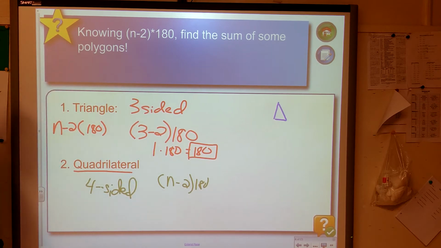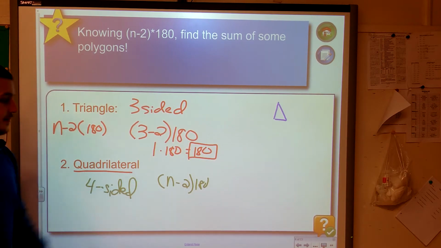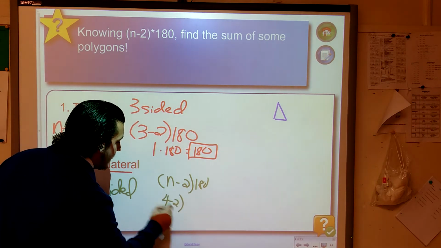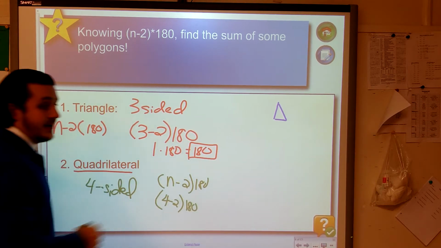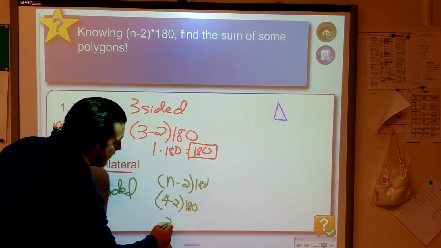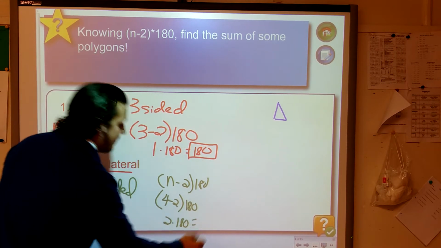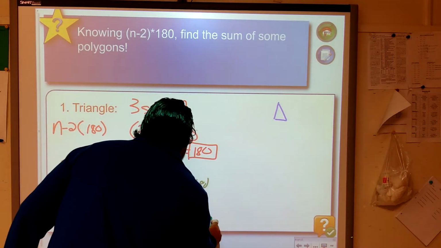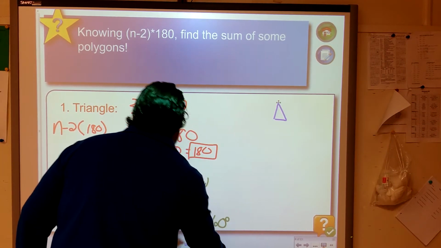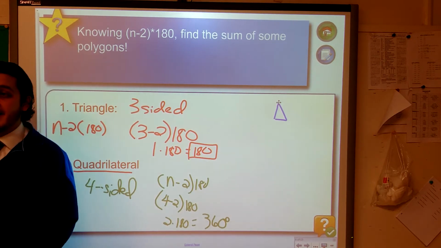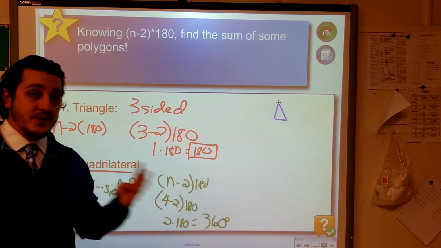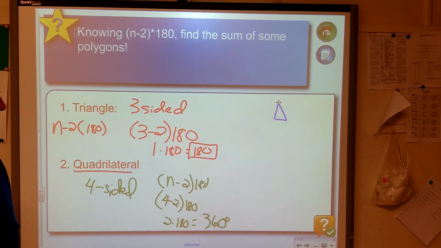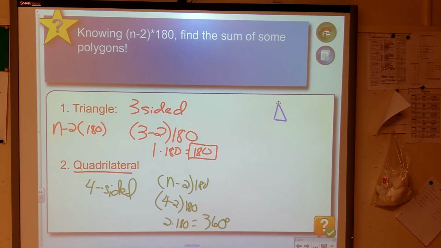But n minus 2 times 180, we know a quadrilateral is 4-sided, right? So we're going to plug in. What's 4 minus 2? It's 2. 2 times 180, and what's 2 times 180? 360. You guys are doing such a great job. So the angles of a quadrilateral are always going to add up to 360 degrees. 4 angles all together, 360. Give you a second to look at that.